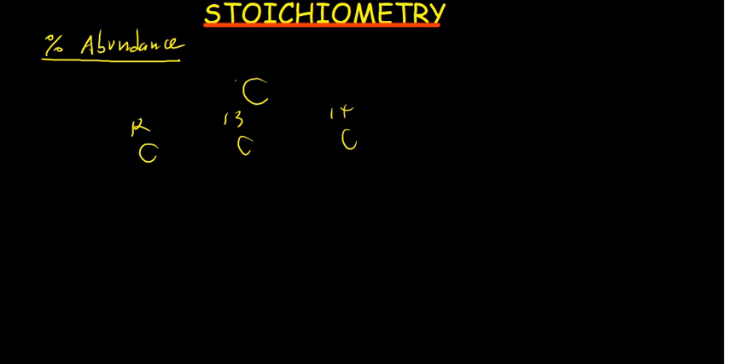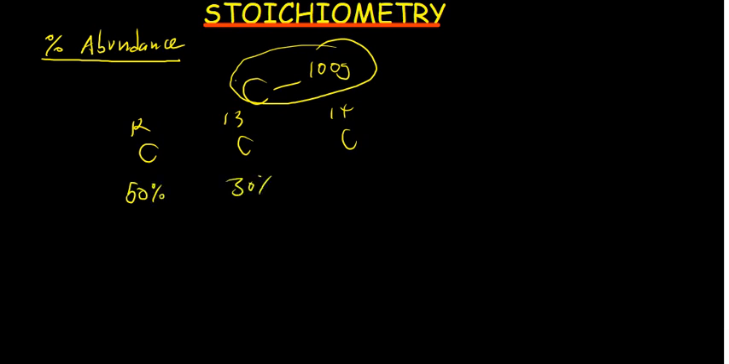So for example, if you get 100 grams of carbon just at random, you might find that from that 100 grams, maybe 50% is carbon 12, and then 30% is carbon 13, and then 20% is carbon 14. If you add these percentages, you should get 100. So that is what we call percentage abundance. Just how much of that element are you going to find in a sample picked at random?